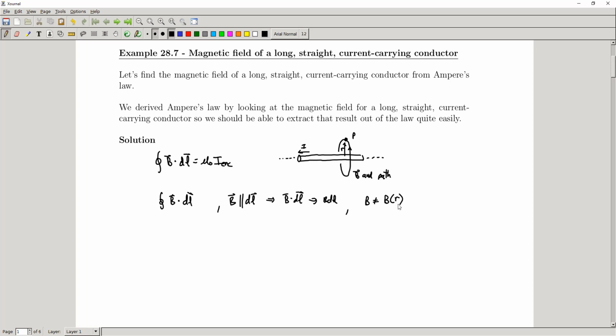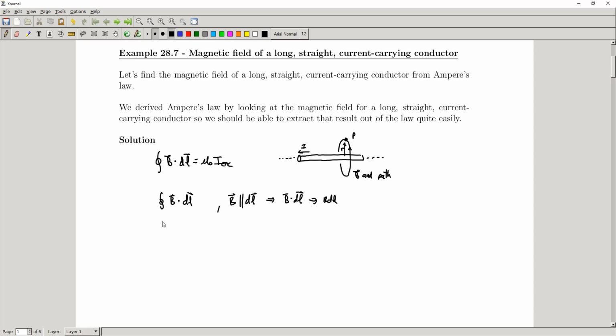So be careful when I write it this way. I just mean it to say that B is not changing with R, but that's really because R is not changing, right? Our R is constant. And maybe rather than writing it like this and it being somewhat confusing, I'll just say it in words: along our path B is uniform everywhere. Okay, it's not changing.